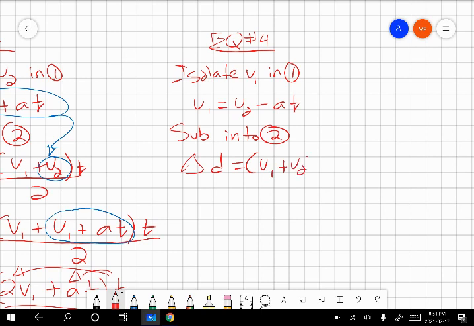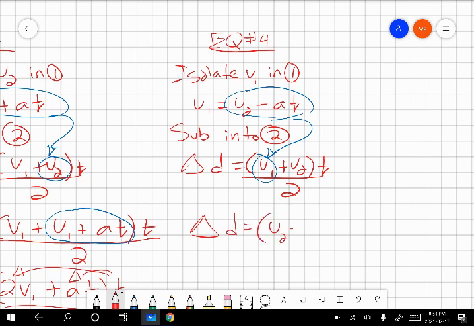V1 plus V2 times time over 2. And I am taking this. Again, I'm going to back up on that. And I'm substituting it in now for V1. So my next line, I'm going to rewrite equation 2 with that in it. Delta D equals, instead of V1, I've got V2 minus AT. I've got plus V2 times time, all divided by 2.